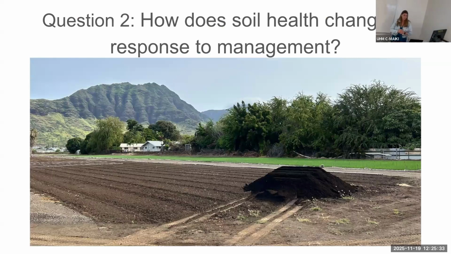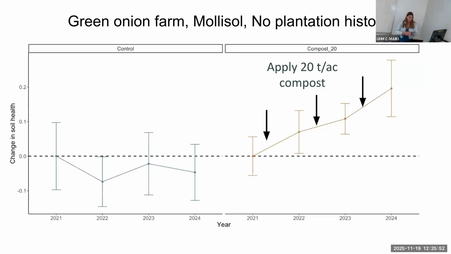Okay, second question. That's looking at disturbance, particularly comparing across different land uses. What if we just look at a single land use and ask, how does our management impact soil health? Can we do some longitudinal studies? So in this case, we have soil health changes in response to compost additions. And here we have a green immune farm, a mollisol, without a history of plantation agriculture.